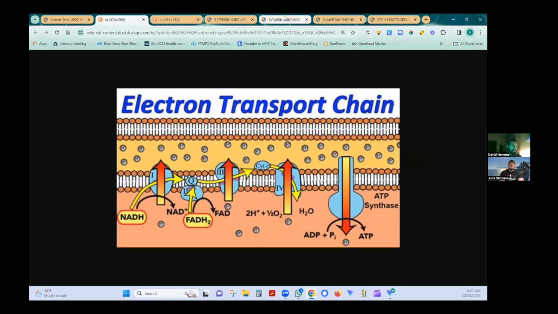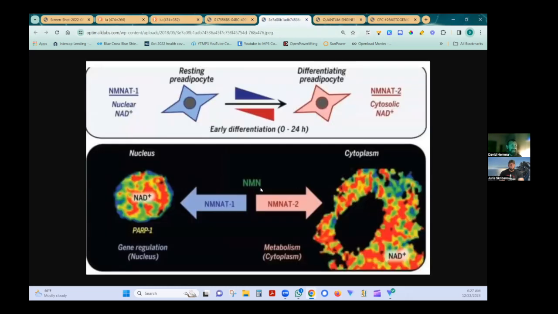Now, NMN, there's two variants, right? And when you take NMN, it will be sliced up by other mechanisms in your body into NMNAT1 or 2. And all that means is that if it's the 1, it's going to increase NAD plus in the nucleus of the cell. Or if it's NMNAT2, it's going to increase NAD plus in the cytoplasm of the cell.